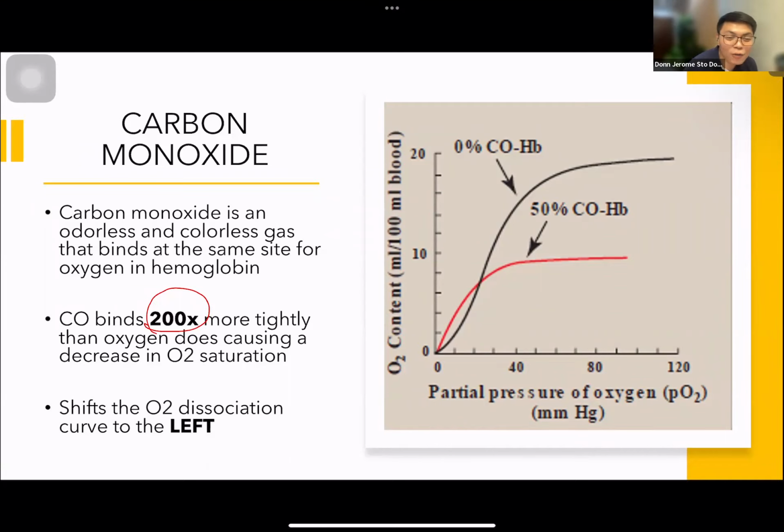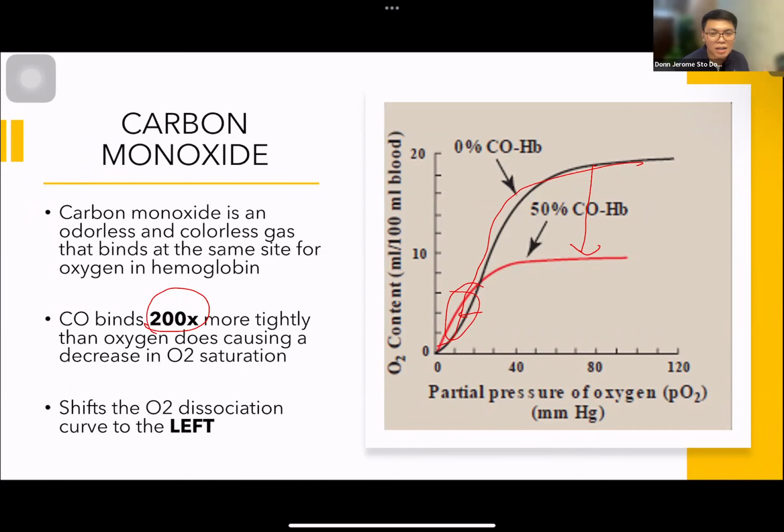So what is the effect of carbon monoxide on your hemoglobin dissociation curve? This is the normal. What will it do? It will decrease your hemoglobin dissociation curve because it has a higher affinity to your hemoglobin molecule. But what else can you notice here? It also shifts the curve to the left. What is a shift to the left? Higher oxygen affinity or low oxygen affinity? High oxygen affinity.